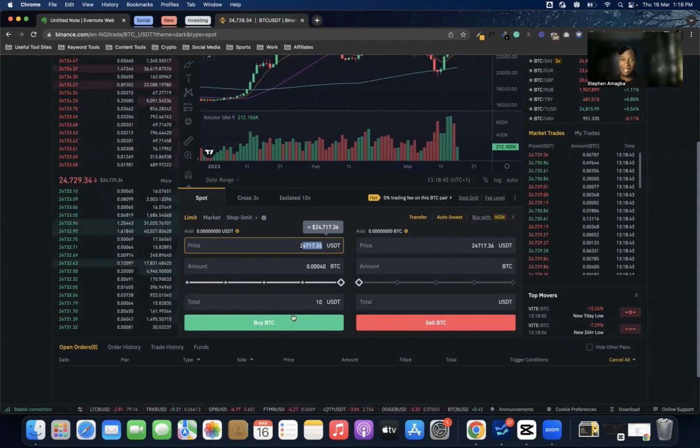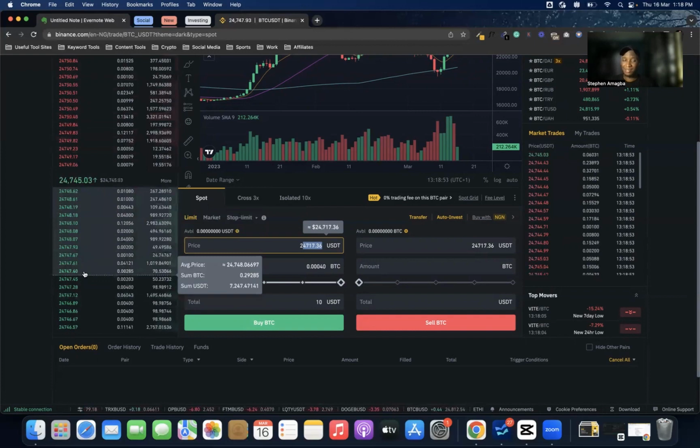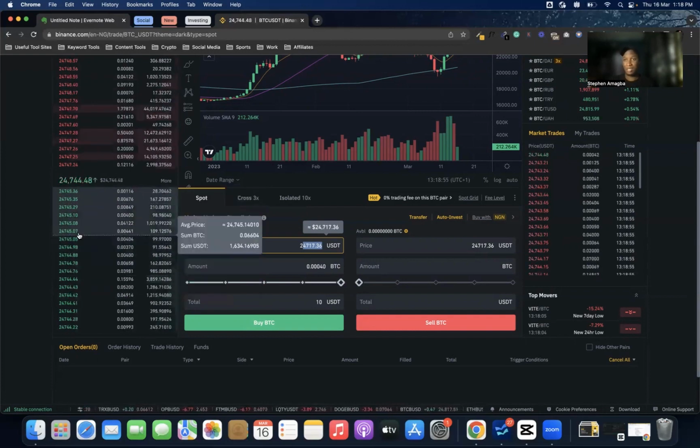And then you click buy, and then your order will be placed. It will be placed, not executed yet. It will appear somewhere on the order book on the buy side of things. And when price gets there, the order executes. So that's basically how limit orders work.